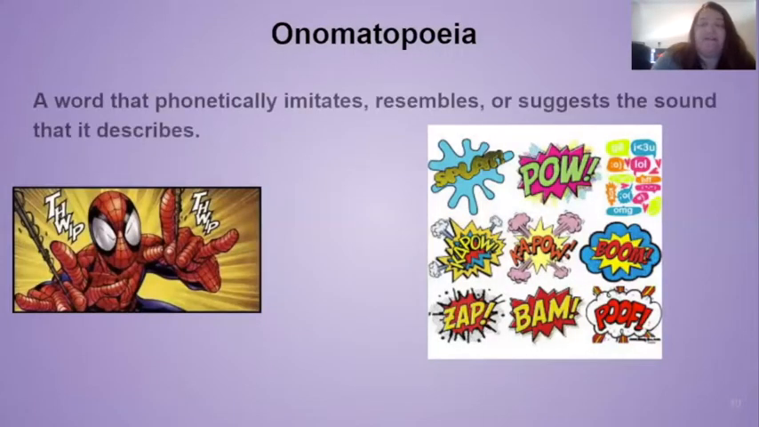Onomatopoeia. And excuse me 1 second, I have to move my screen a little bit. There we go. Onomatopoeia is a word that phonetically imitates, resembles, or suggests the sound that it describes. For example, splat, pow, zap, bam, poof, and zwit, which is the sound that it makes when Spider-Man releases his web.